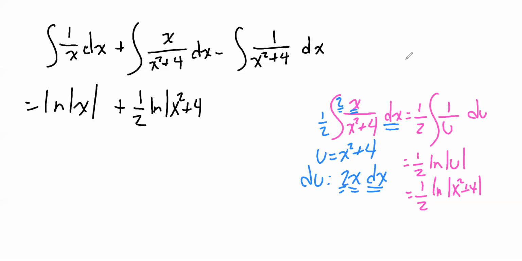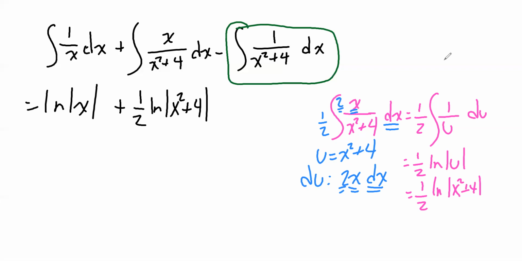Now, I'll be honest, in this natural log, the absolute value is redundant because x squared plus 4 is always positive when x is a real number. But what about the third integral? What about this guy? Could we do a trig sub? Yeah, we could say x equals 2 tangent theta.